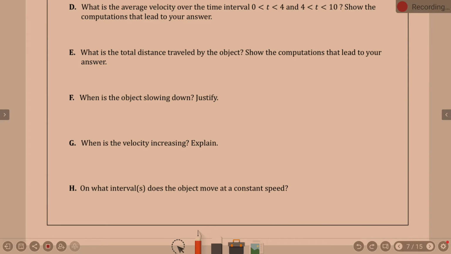But this is a velocity graph. So I don't have position, I don't have the points of position, so to speak. So this is displacement over elapsed time. But yeah, you have to look at the area. So we need to look at the area from 0 to 4. And we're going to look at the area from 4 to 10.